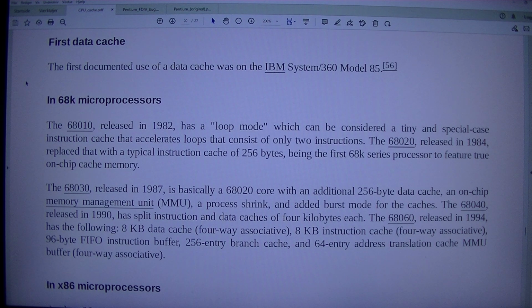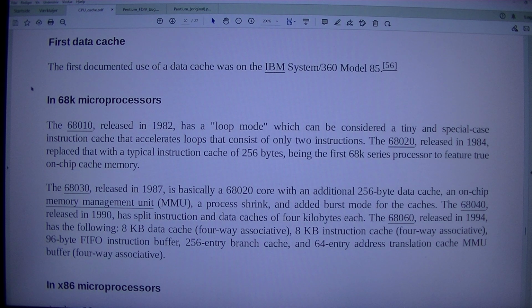In 68K microprocessors. The 68010, released in 1982, has a loop mode which can be considered a tiny and special instruction cache that accelerates loops that consist of only 2 instructions. The 68020, released in 1984, replaced that with a typical instruction cache of 256 bytes, being the first 68K series processor to feature truly on-chip cache memory.